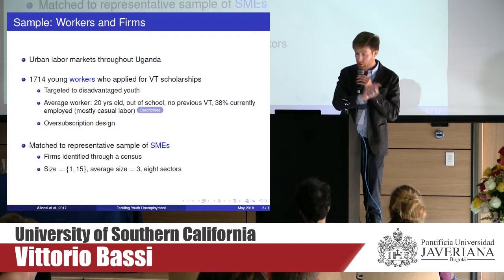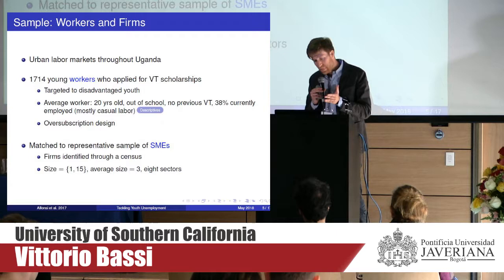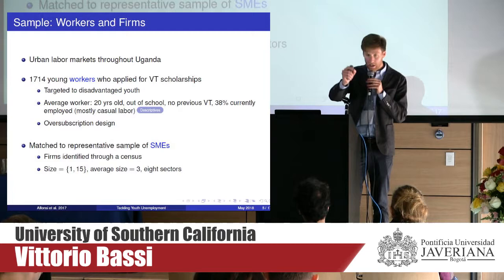Now, on the firm side, we match these workers to a representative sample of small and medium enterprises that we identify in the same sectors, so again, hairdressing, motor mechanic, in the same urban areas through a census. And these are small firms.